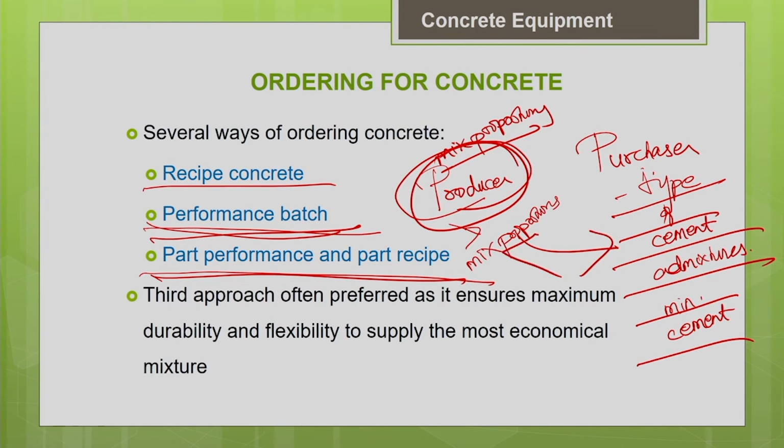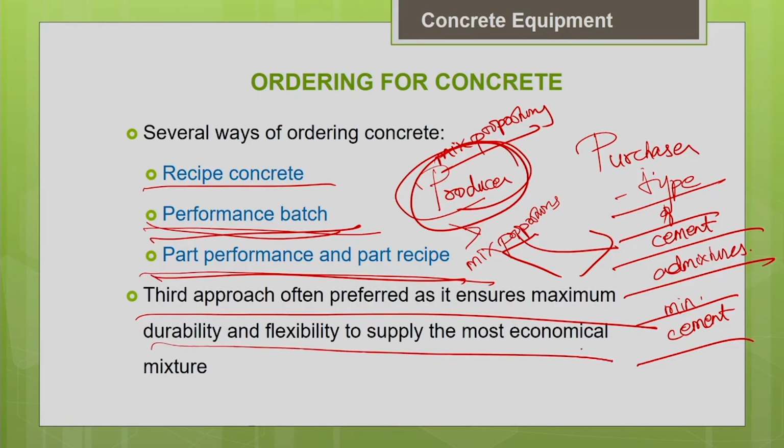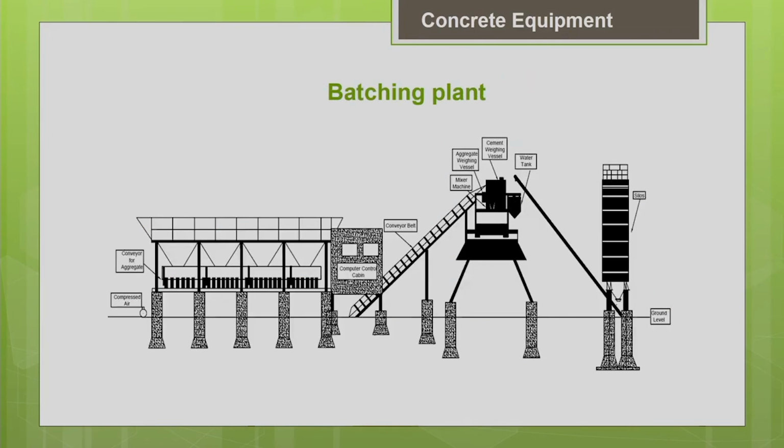So that will always result in a more economical mix. The third approach is often preferred because it ensures maximum durability and flexibility to supply the most economical mixture. So this is the one which is more commonly preferred: part performance and part recipe. That means both the producer and the purchaser should participate in the mix proportioning, and they should give their input.